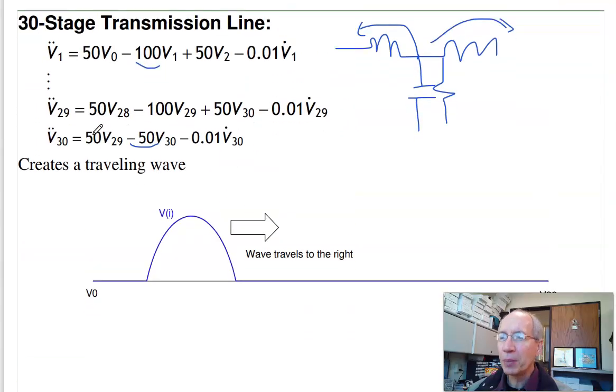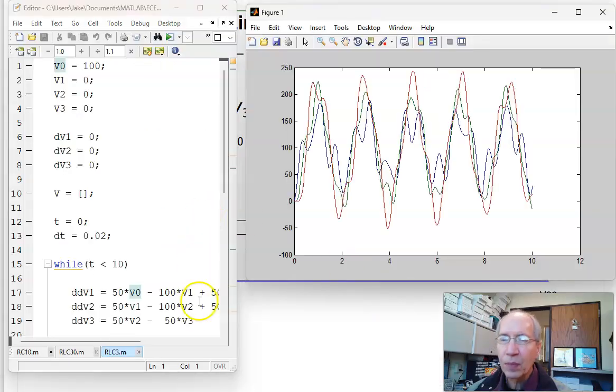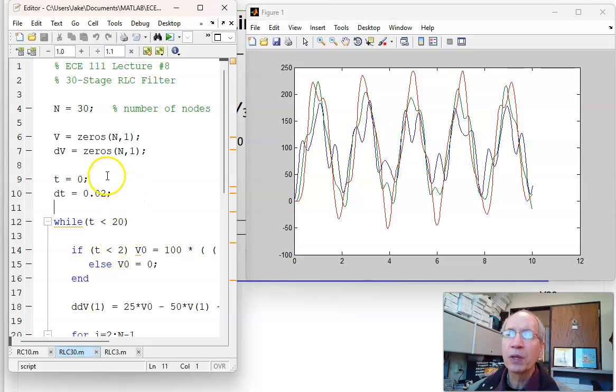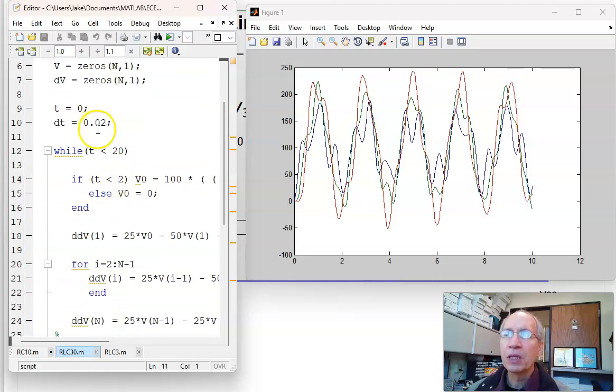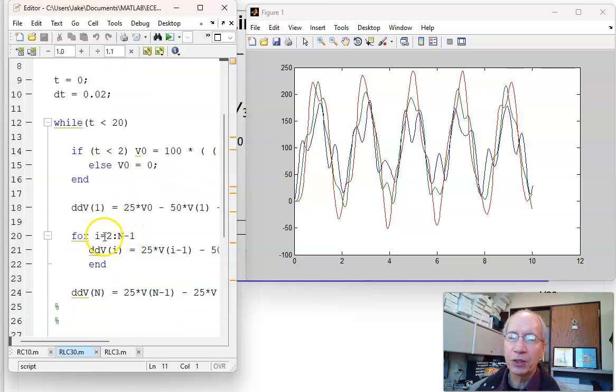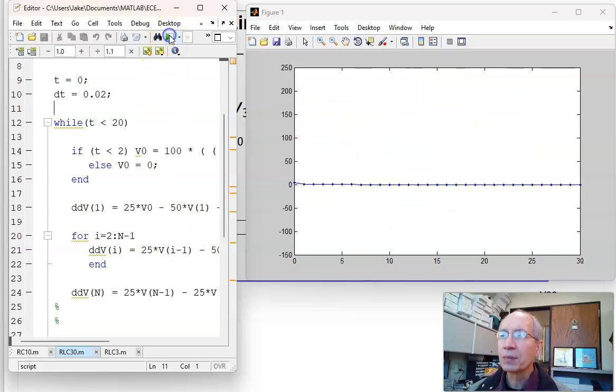So I can see that in MATLAB. I'm going to go over to MATLAB. This is the same thing with 30 terms. Now instead of doing 30 copies and pastes, I'm going to put that in a for loop. So for nodes 2 to 29, I get this equation, 25, 50, 25. If I run that, here's what I get. So the voltage on the left was that little snap. What that did is that launched a wave, which is why it's called the wave equation.